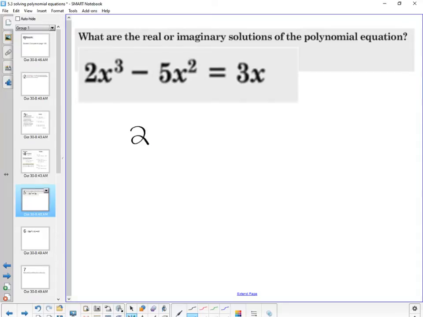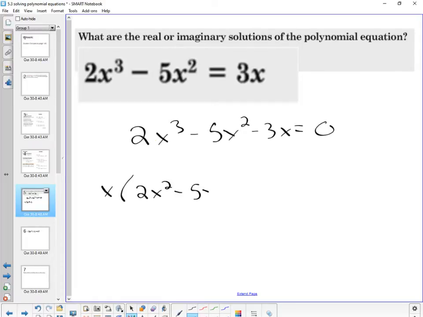We're going to go ahead and move everything over so that it's on the left side. This one's simply going to be one of those factor out something common. So they all have an x in common. I can take that out. That'll leave me with 2x squared minus 5x minus 3. And then I'm going to try to factor this thing.